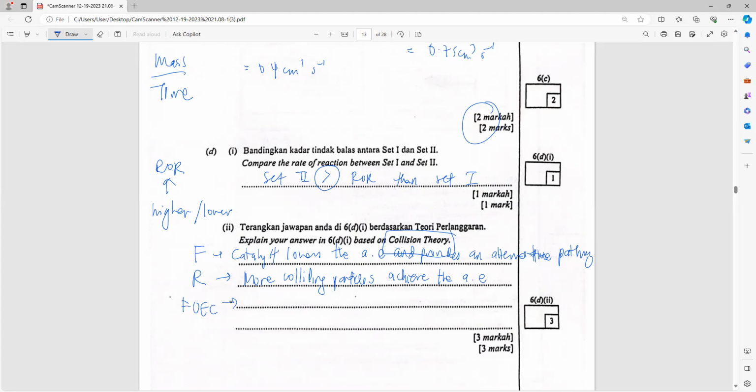Teacher, so you can write this rather than writing to overcome the force of attraction. Huh? Why do you want to talk about force of attraction here? Oh, I don't know, I just heard the force of attraction. So no need. More colliding particles are able to achieve the activation energy.